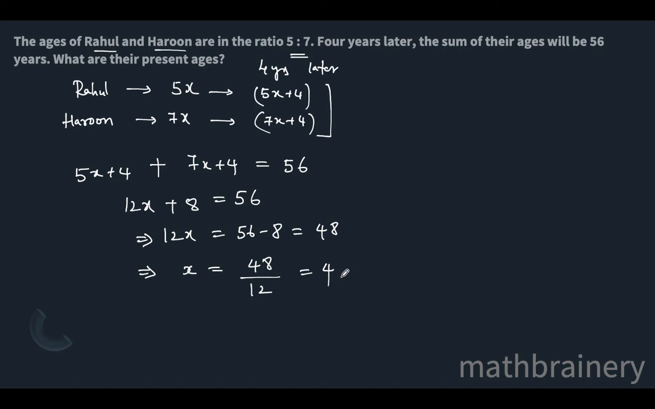Now here x is 4, then what should be 5x? 5x must be 5 times 4, which is 20, and 7x must be 7 times 4, which is 28. So these are the present ages of Rahul and Harun respectively. Let's look at the next question.